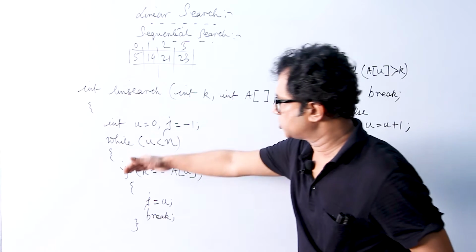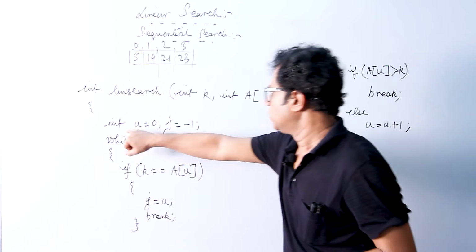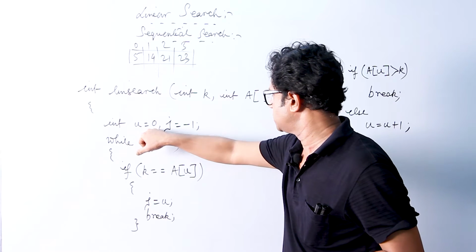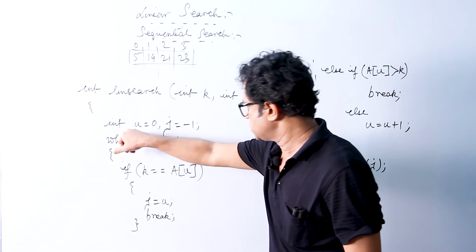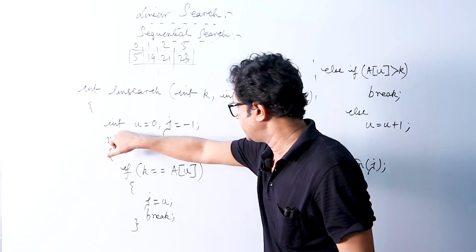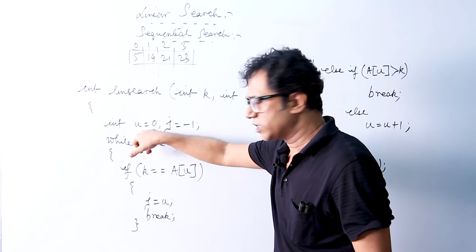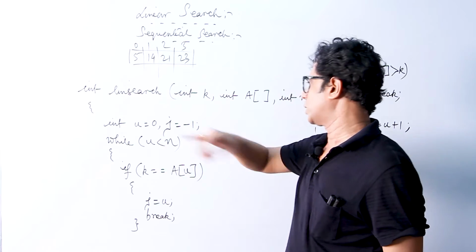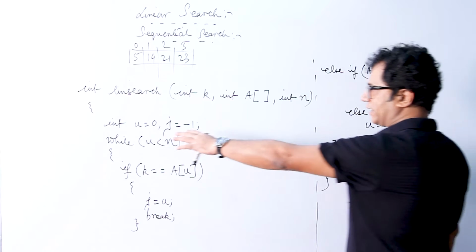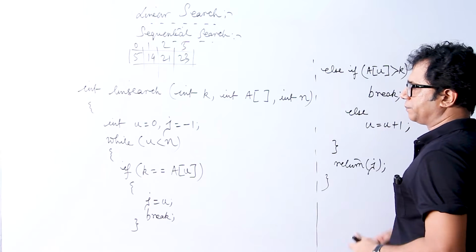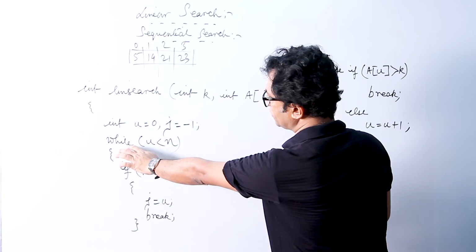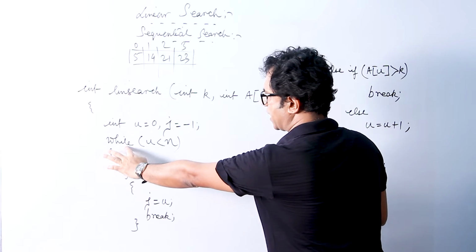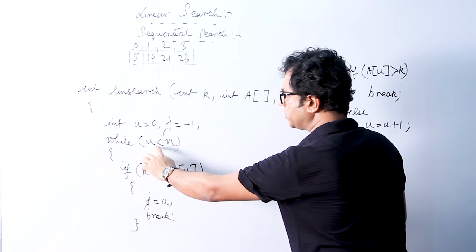After entering this function definition block or the body, we declare 2 other variables and initialize the values to 0 and minus 1 respectively. Suppose this variable is u, which is an integer variable initialized to 0, and the j variable is initialized to minus 1. Why we have taken like that, you will get to know in a bit. So, after that I have written a while loop, and the condition of the while loop is u less than n.